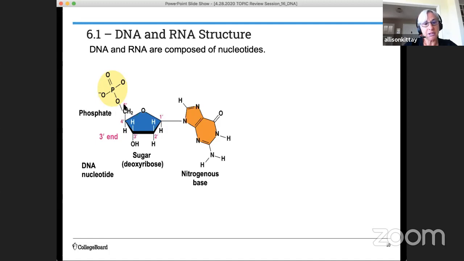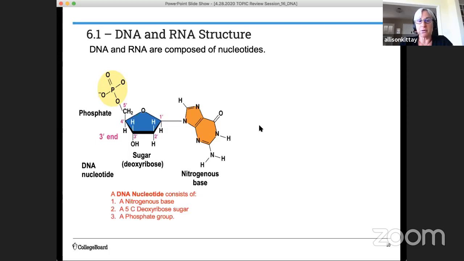And so this is important to note that this phosphate group will either bond by a covalent bond to the 5' carbon or the 3' carbon. And I'll explain this again when we get to the replication part. And then our nitrogenous base bonds covalently to the carbon at the first position. So remember, a DNA nucleotide consists of a nitrogenous base, a 5-carbon deoxyribose sugar, and a phosphate group.